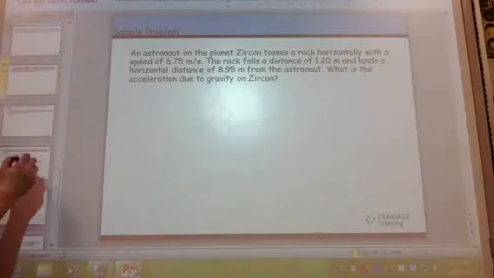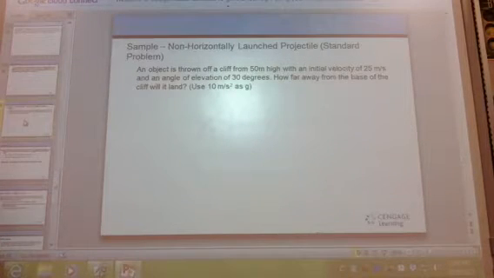Okay, let's go to the next one. That was a problem where we see that there's a horizontal velocity, but I didn't have an initial y velocity. So what happens if it's a non-horizontally launched projectile? So I'm launching it at some type of angle.